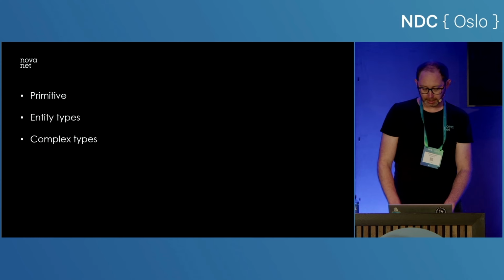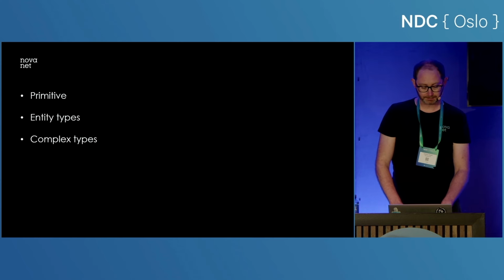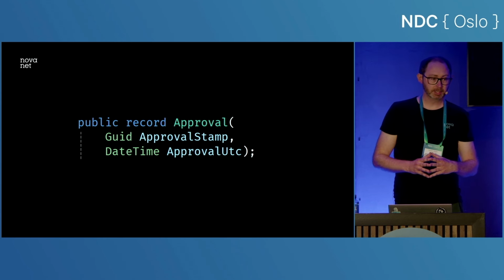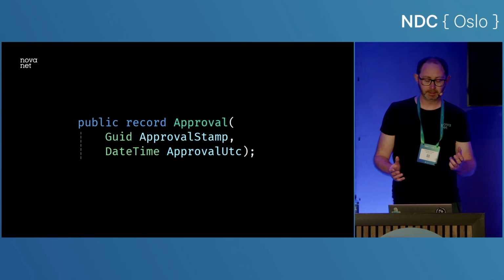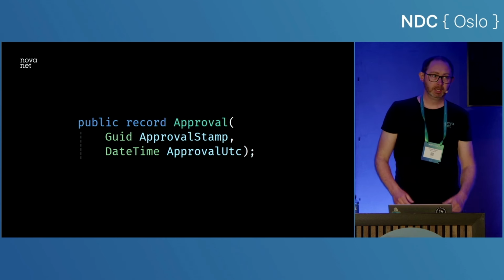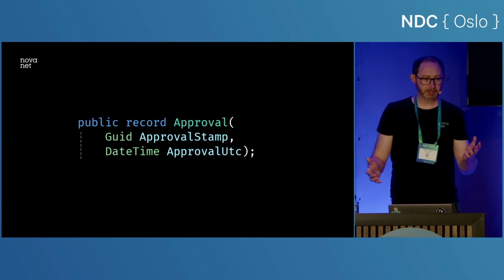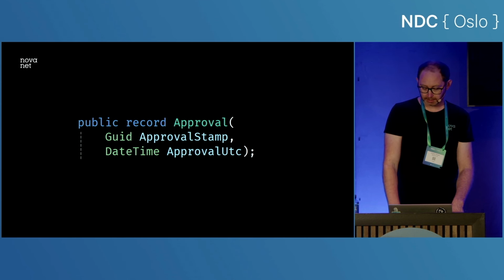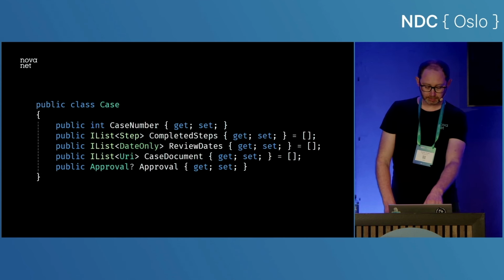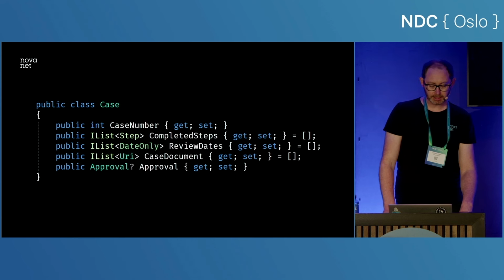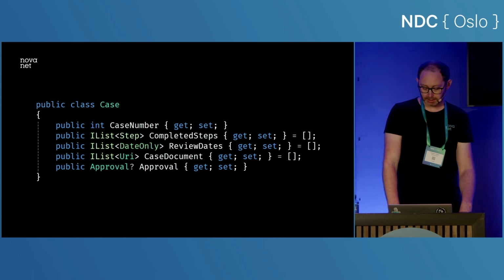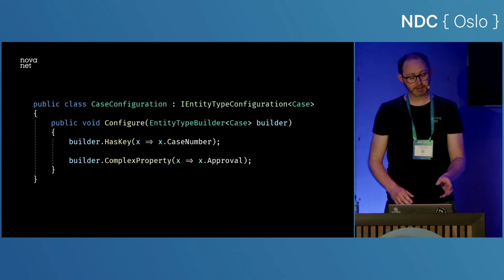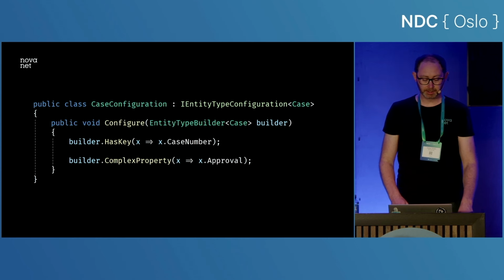So I'm going to show how to add a complex type to my case class. I create something called an approval, which has two members: a unique value for the approval stamp, and just the time for the approval. I don't need to know which person did the approval, because it's more of a collective effort in this case. So I just need these. I add the approval, and I name it approval, which is important, to the case class, like this. And then I want to configure it to be a complex type. So I specify that approval is a complex property in my configuration.